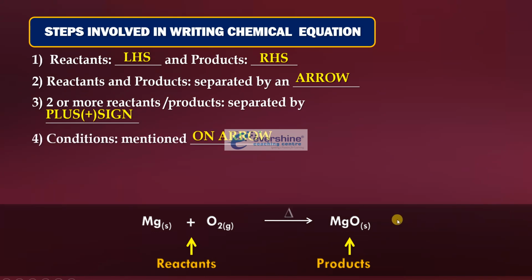So what are the conditions? If you are mentioning any condition, for example, magnesium and oxygen in the presence of heat. By heating it is changing. Can you see this delta symbol? This delta is nothing but heat. Sometimes we write in the presence of sunlight. We say it in terms of atmospheric pressure.